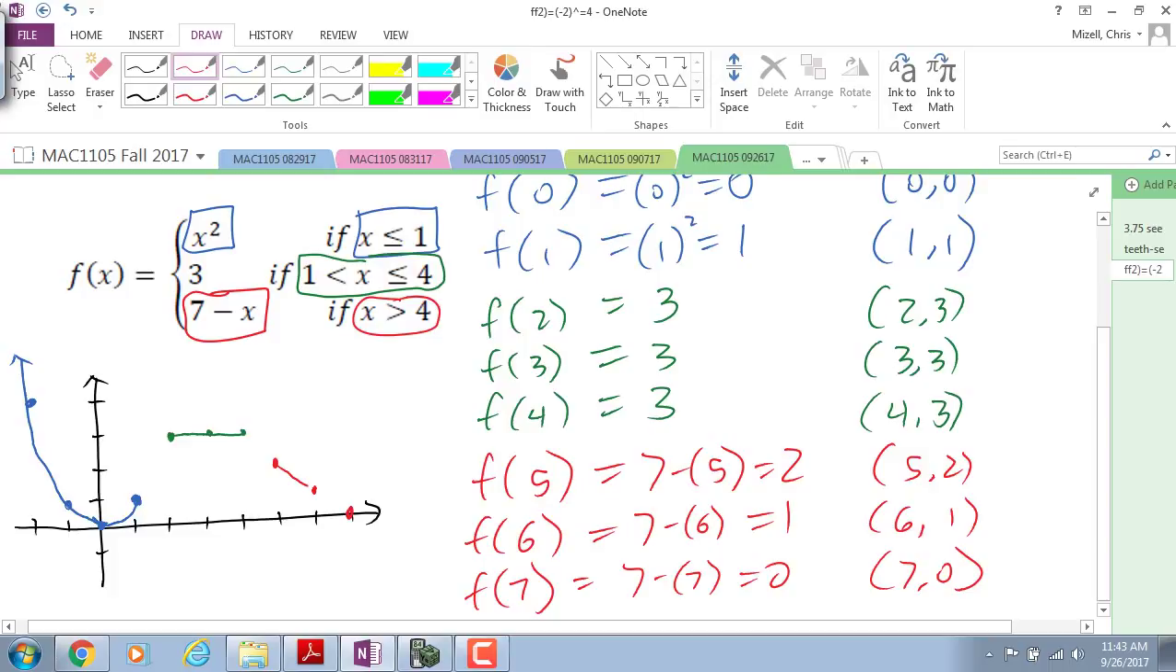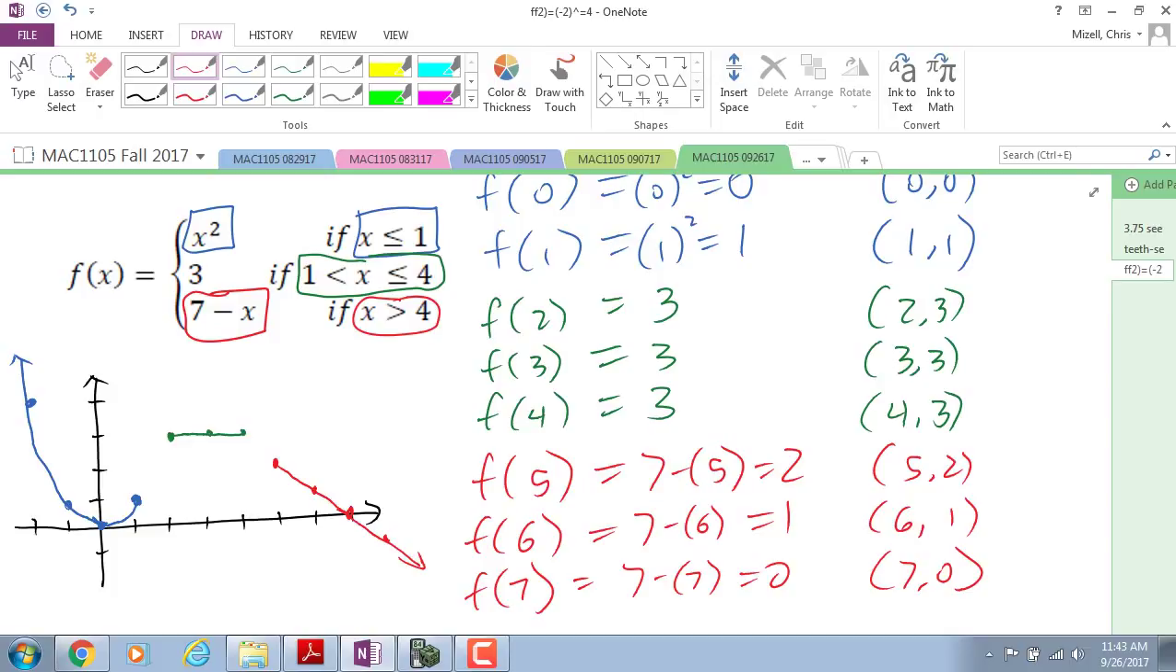So it goes like this. And it would appear that it continues beyond this. If we were to evaluate it at 8, we get -1. At 9, we get -2. What's going on between 1 and 2? If we evaluated the function at 1.5, what would we get?